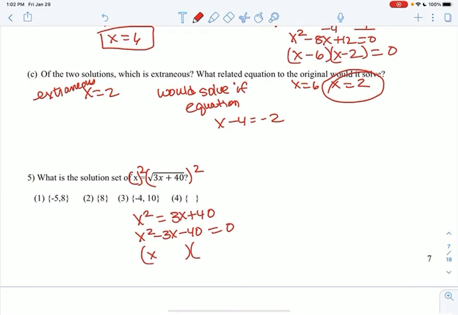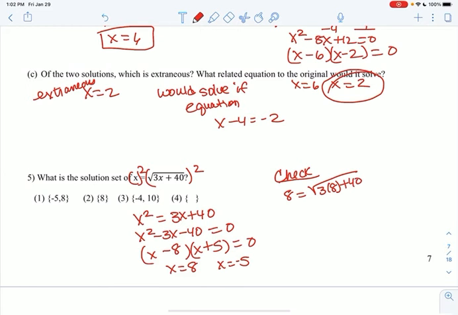I'm now going to factor this. I'm looking for the factors of 40 that give me negative 3. So I have negative 8 and positive 3. So my answers are 8 and negative 5. But I have to check them. So quickly, I'm going to put 8 on the left, and I'm going to put 8 on the right and see if it checks. 3 times 8 is 24. 24 plus 40 is 64. And yes, in fact, the square root of 64 is 8. So 8 works.